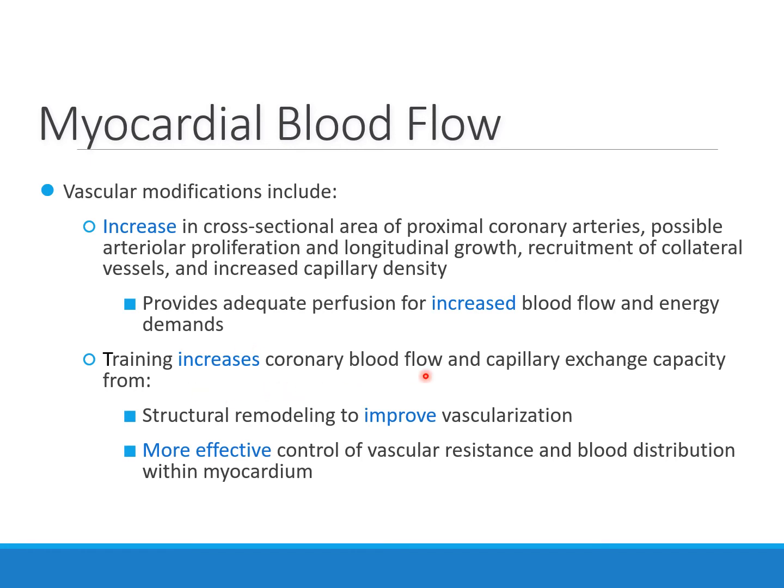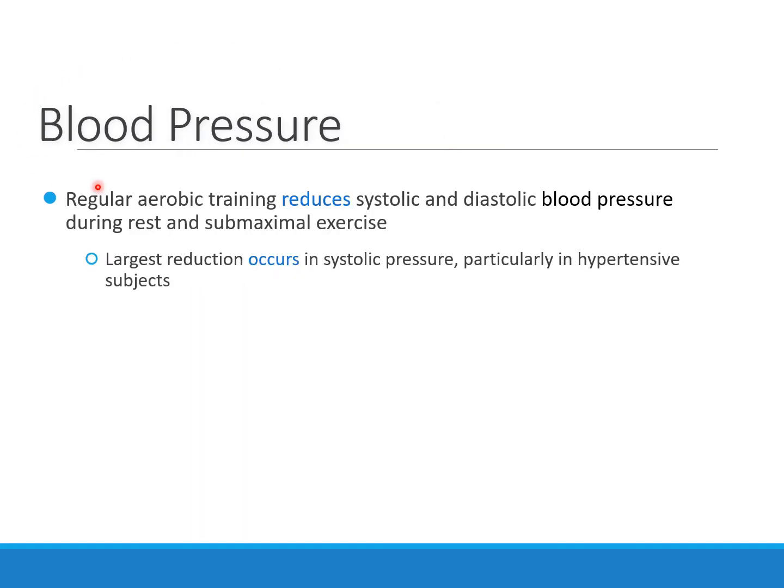Training increases coronary blood flow and capillary exchange capacity from structural remodeling to improved vascularization and more effective control of vascular resistance and blood distribution within the myocardium. So it gets more efficient and more effective at putting blood where it needs to be, and it also kind of restructures itself to have more vessels in the heart, like we talked about a little bit up here as well. Okay, next we're going to talk about blood pressure and the changes with aerobic activity.